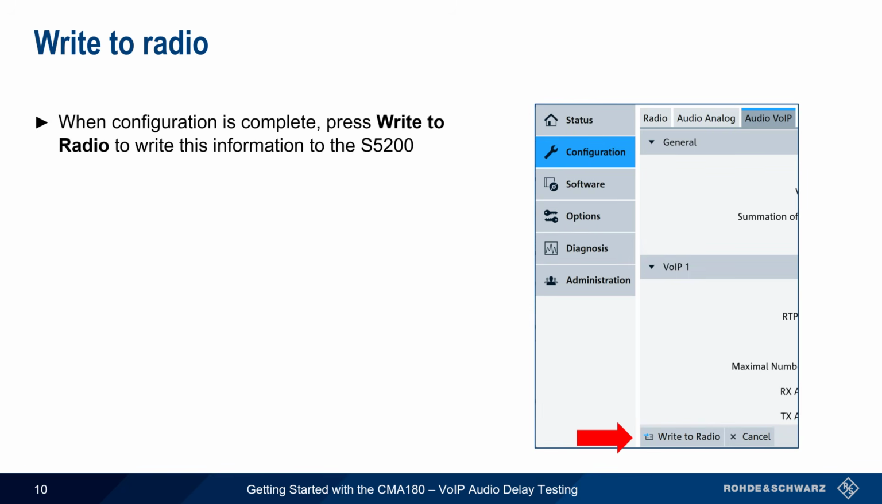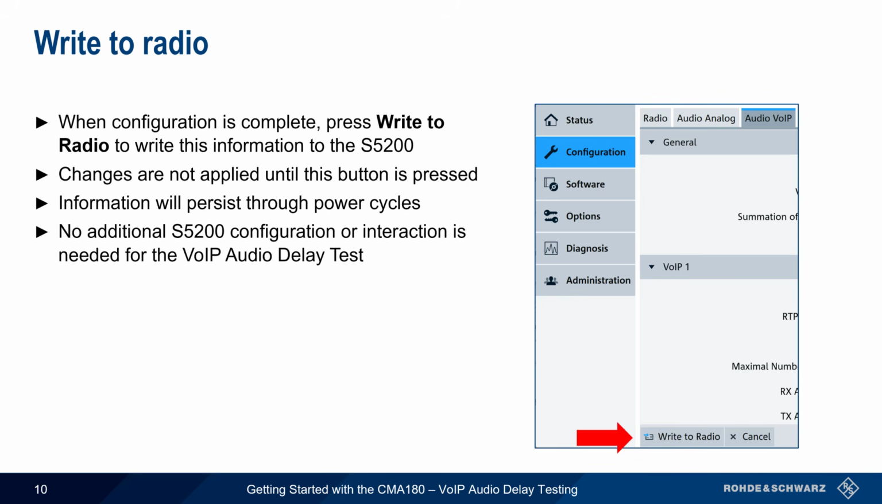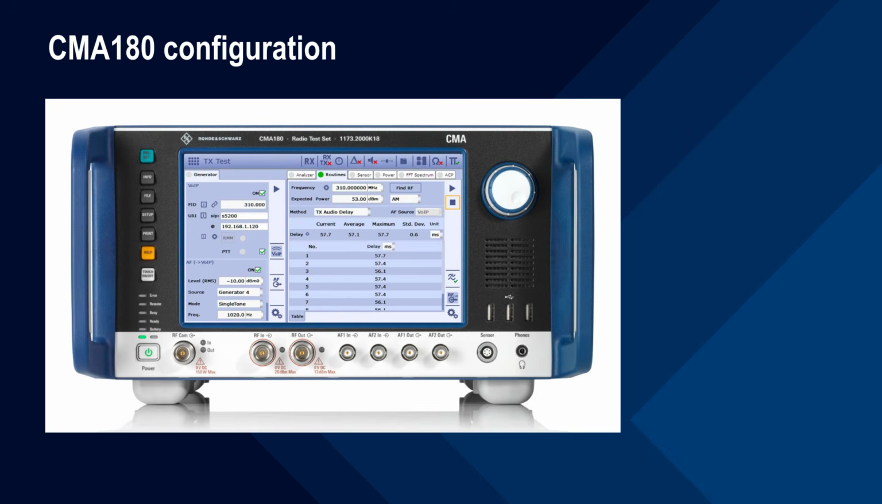When configuration is complete, press the Write to Radio button at the bottom of the screen to write the configuration to the S5200. Changes will not be applied until this button is pressed. Note that the configuration settings will persist through power cycles. No additional configuration or interaction is needed on the S5200 for running a voice over IP audio delay test. Next, let's go step by step through how to connect and configure the CMA180.